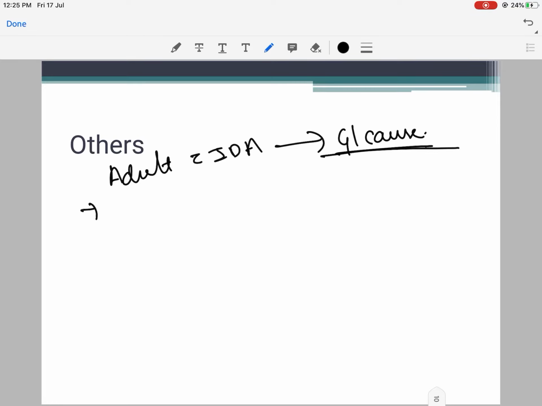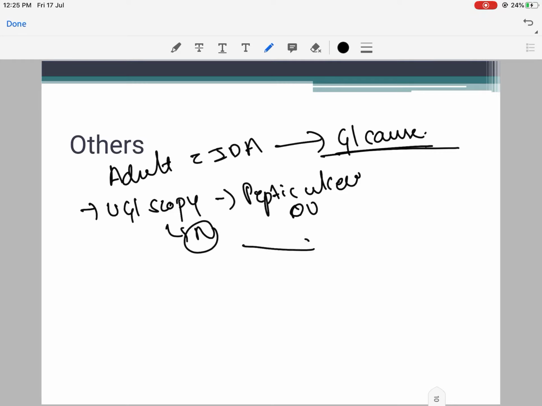So what you will do is an upper GI scopy. If you find a peptic ulcer or duodenal ulcer, you stop investigation at that site. If the upper GI scopy is normal, the next step is to do a colonoscopy and stool occult blood.